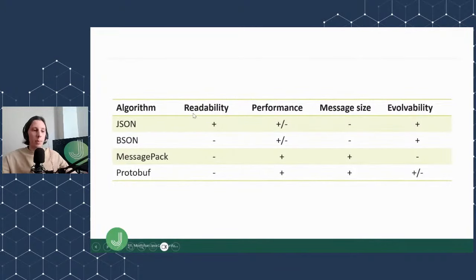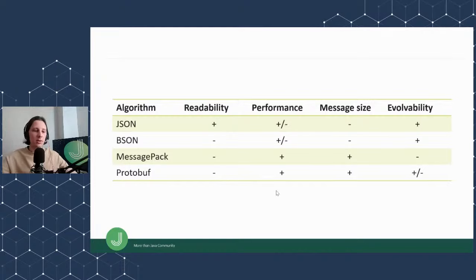Let's compare them by readability, performance, message size, and evolvability. I don't say that these are the only characteristics that we can compare them by, I just selected these. So for readability, JSON gets a plus and everything else gets minuses. They are binary formats, so it's very difficult to read them.